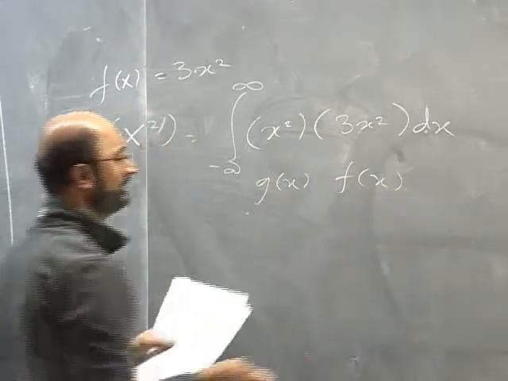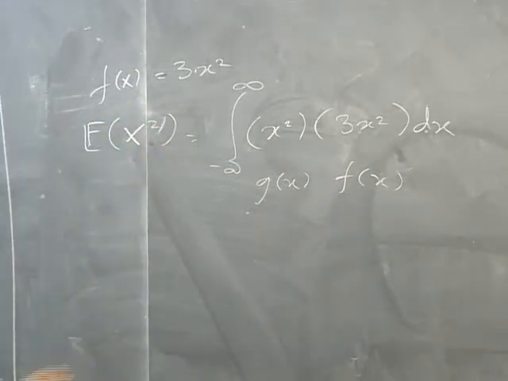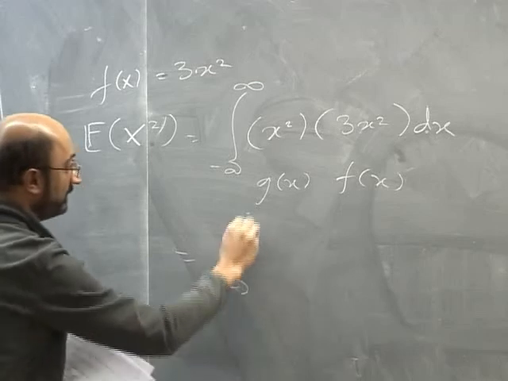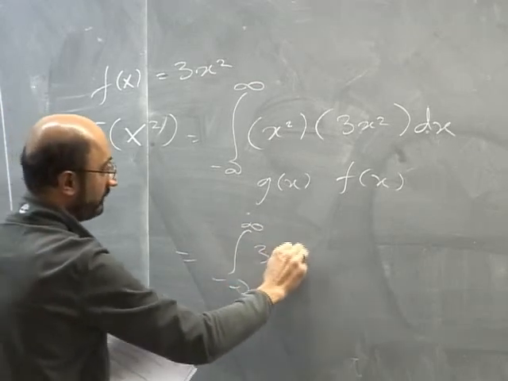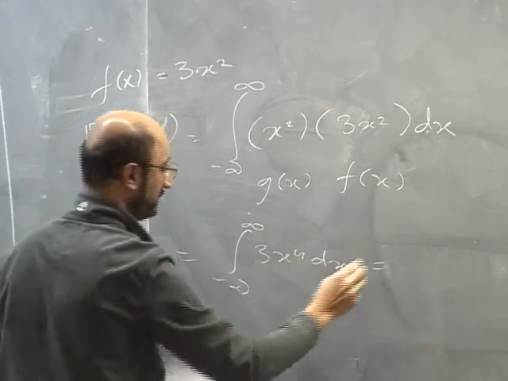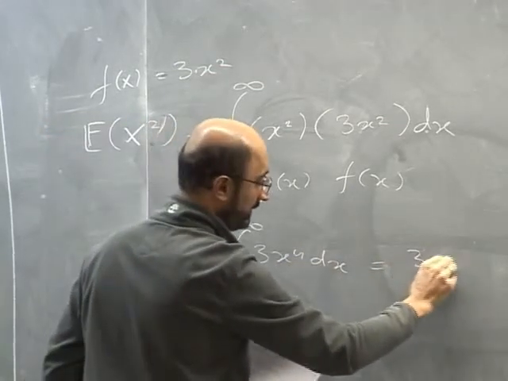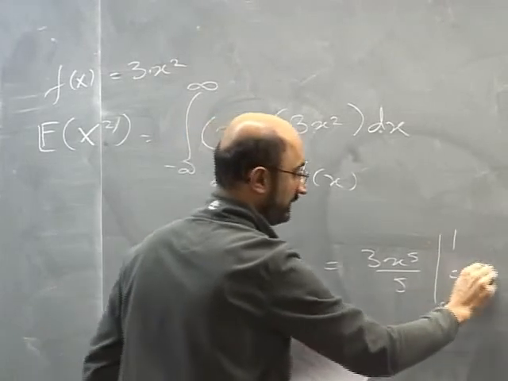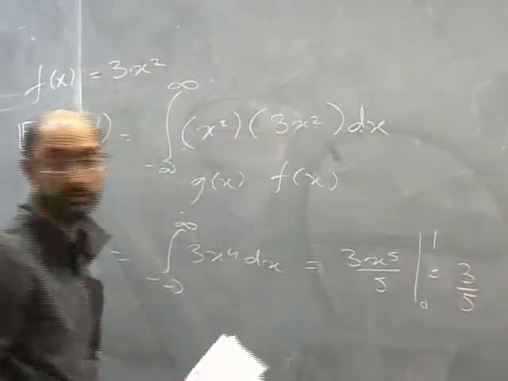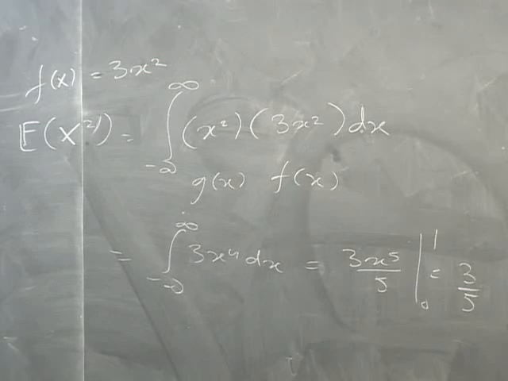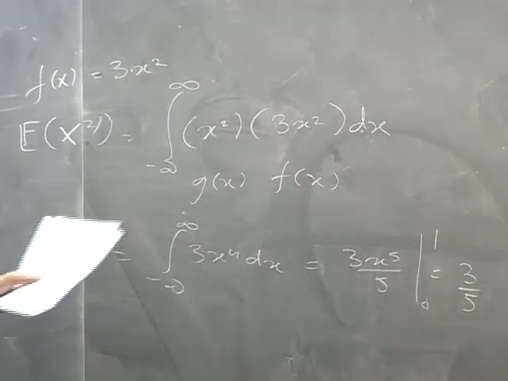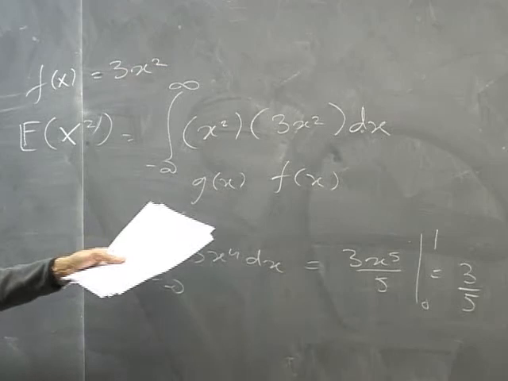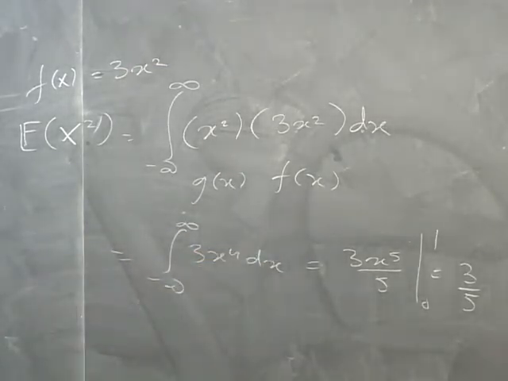f(x) dx, and that's going to be the integral from minus infinity to infinity of 3x to the 4 dx, which is going to be just 0 to 1, so 3x to the 5 over 5, from 0 to 1, is going to be 3 over 5. So we just plug in g of x, x squared, and f of x from before, and we get exactly that. So the answer is 3 over 5.